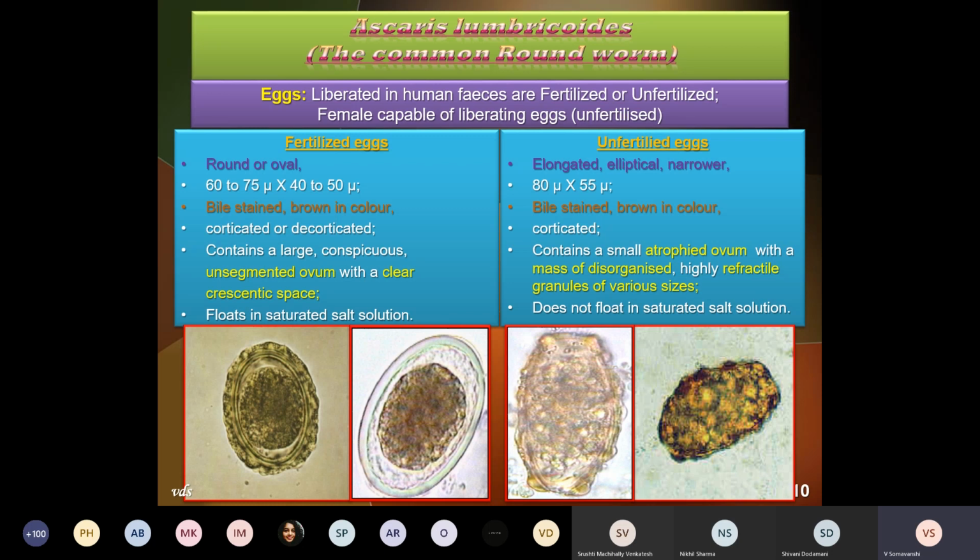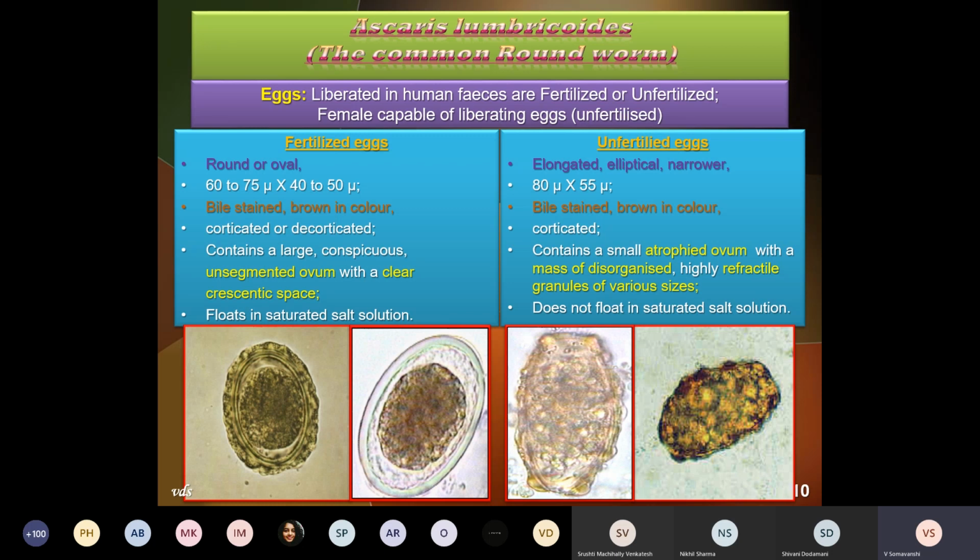Size 60 to 75 micron by 40 to 50 micron. Whereas unfertilized eggs are much more elliptical, 80 micron by 55 micron in size. Okay, then both of these are bile stained eggs, brown in color. Fertilized eggs may be corticated or decorticated.